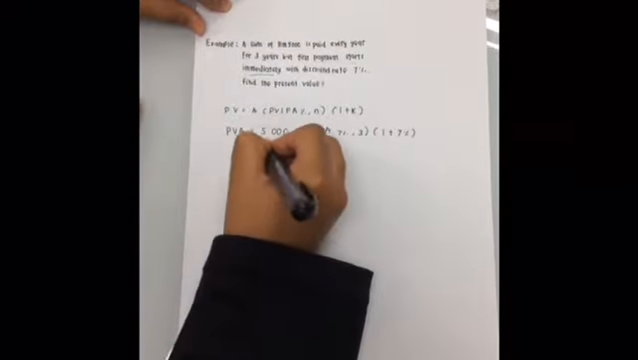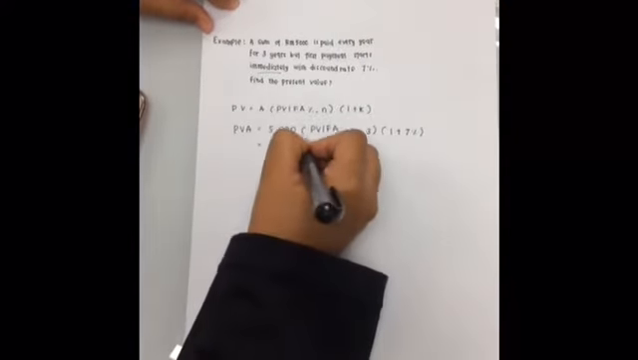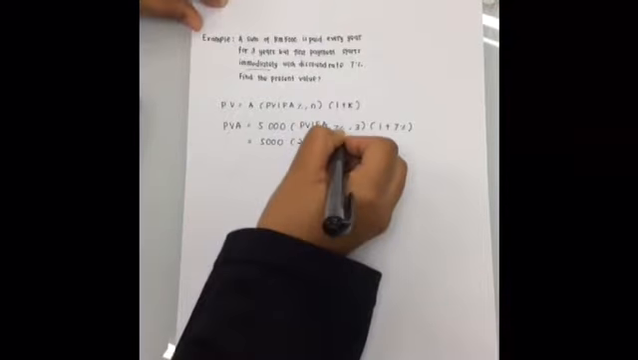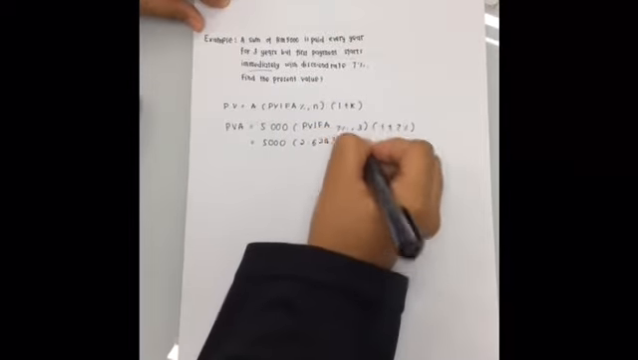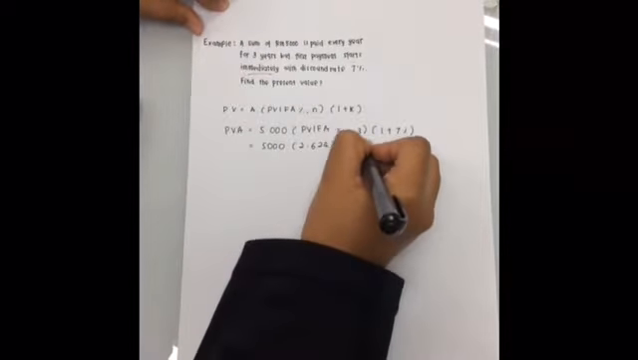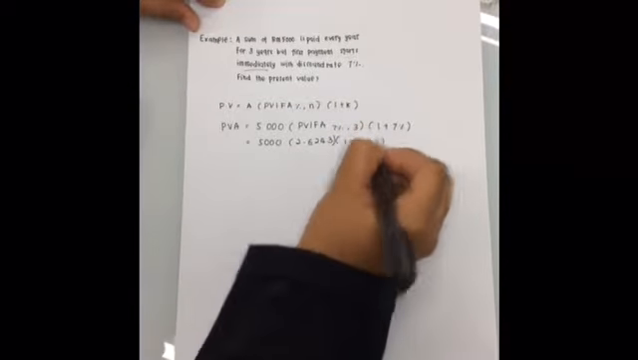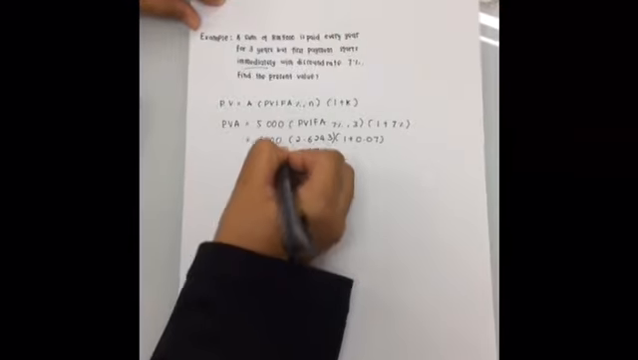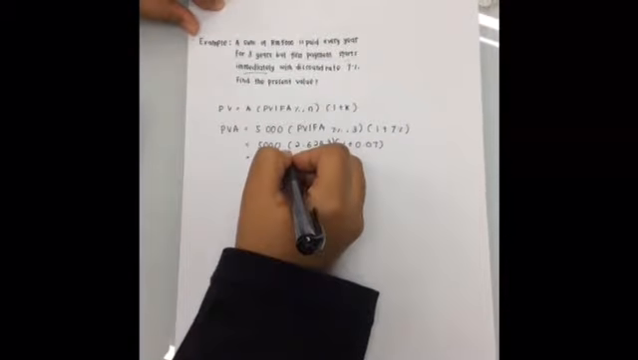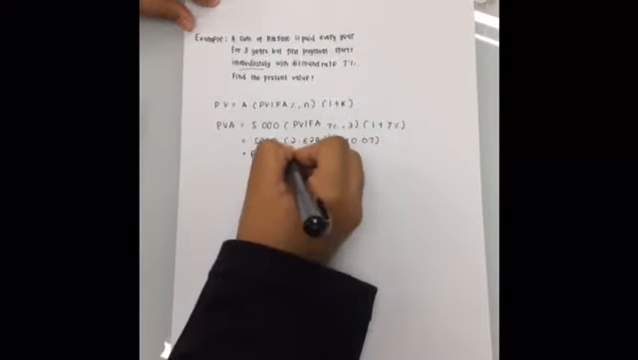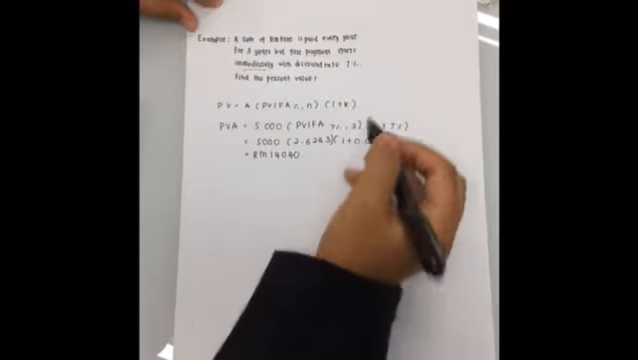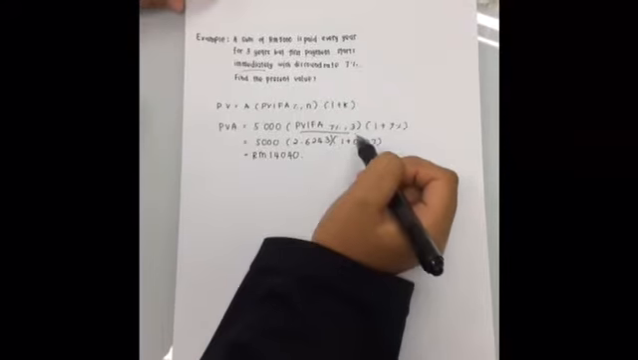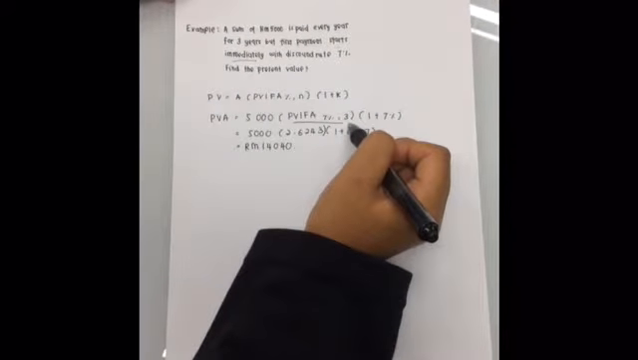So 5,000 times 2.6243 times (1 plus 0.07). The total is RM14,040. This factor we can get from the table.